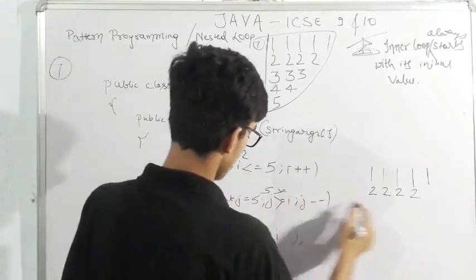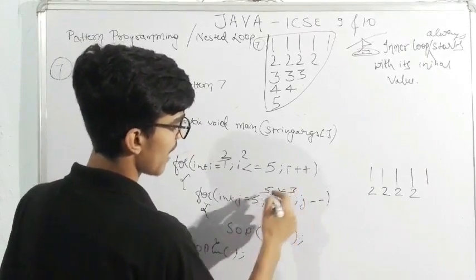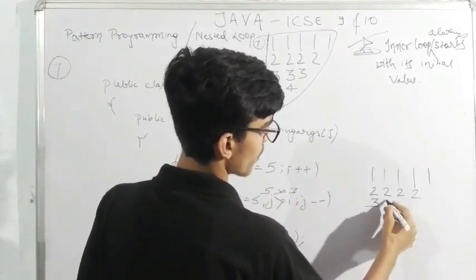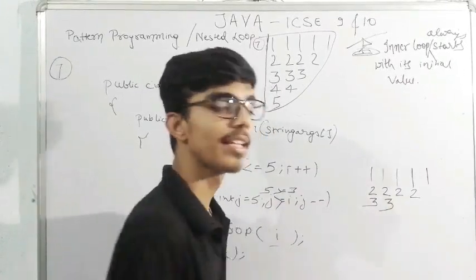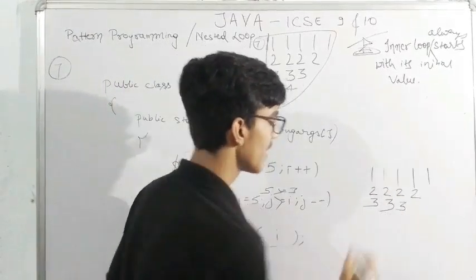Now 3, j will start from 5. So 5 is more than 3? Yes, 3. 4 is more than 3? Yes. 3 is more than 3? No, but 3 is equal to 3. So we'll write here 3.